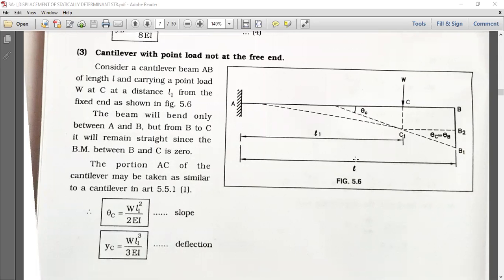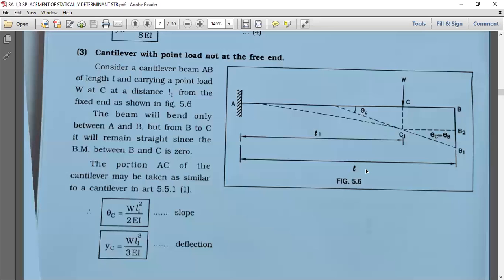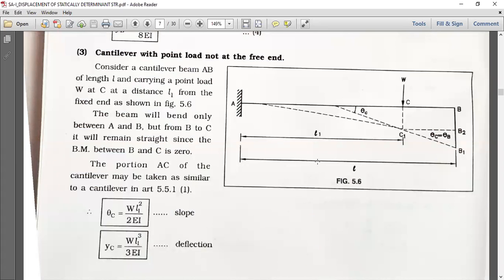We are going to start with a cantilever beam with a point load, not at the free end, but near the free end, as we can see in figure number 5.6. Cantilever beam AB with length L, and put the point load W kilonewton at some distance L1.